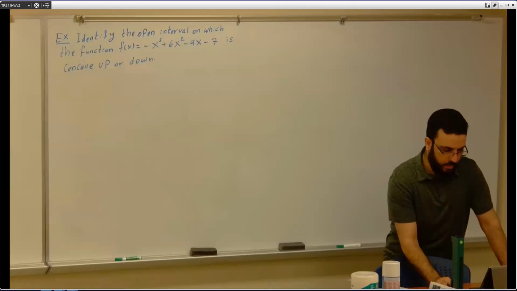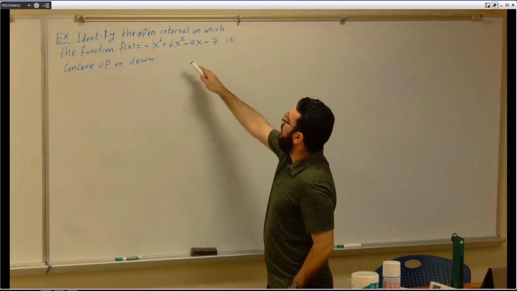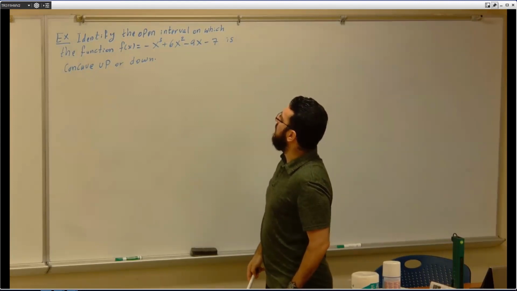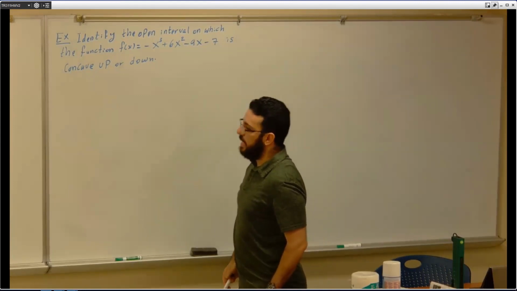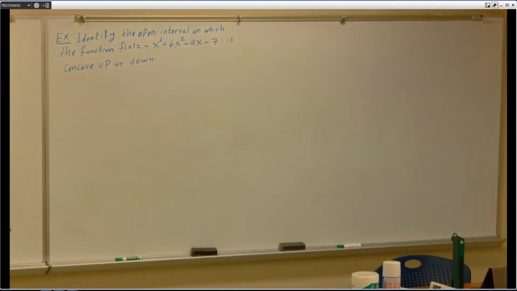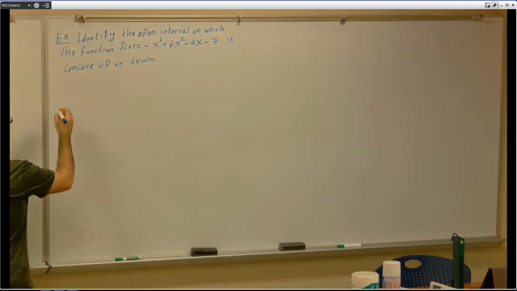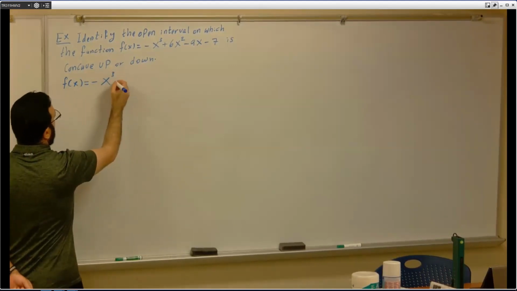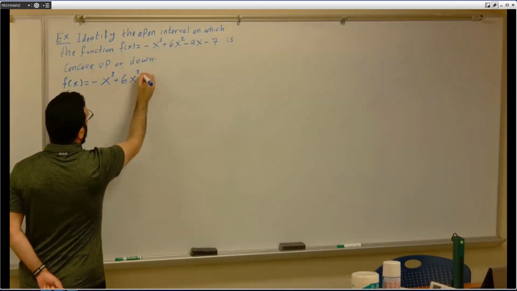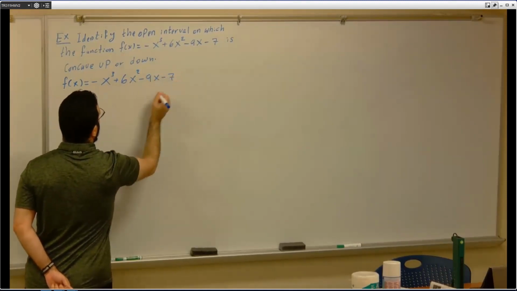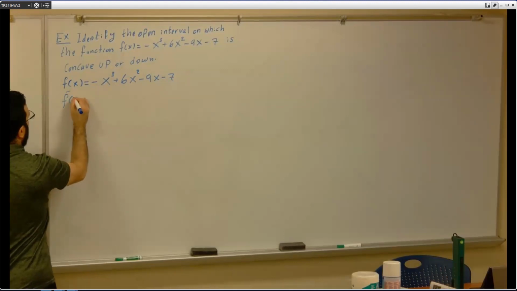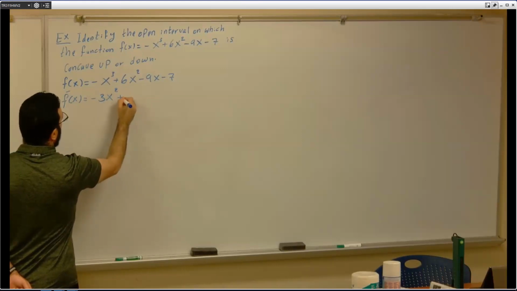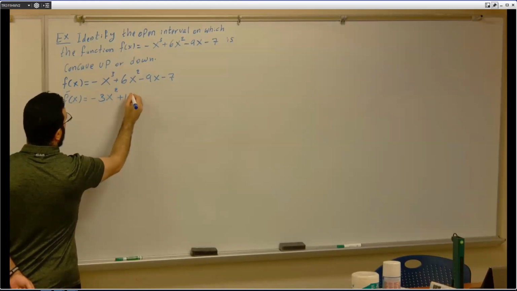So on the divide and circle, with the function, we have negative x cubed plus 6x squared minus 9x minus 7. Concave up or down. So here's our function, f of x equals negative x cubed plus 6x squared minus 9x minus 7. The first derivative is going to be negative 3x squared plus 12x minus 9.